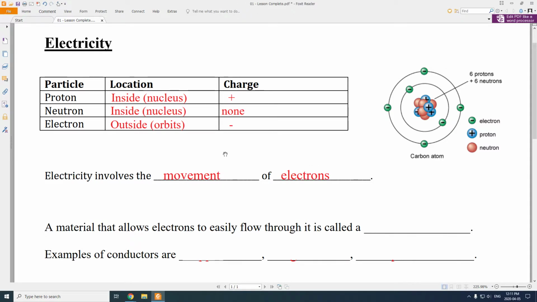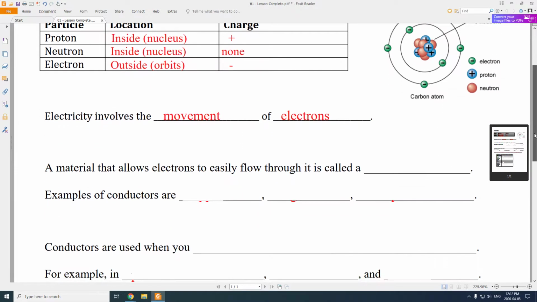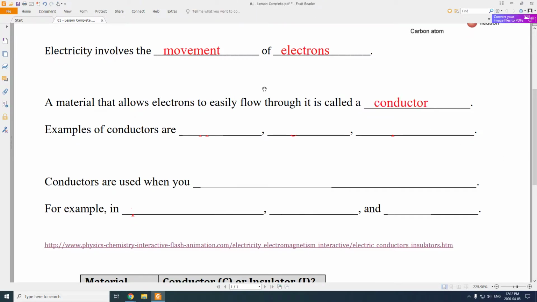When you turn on the light in your house, the reason it works is because electrons start flowing down the wire and through the light bulb, and that's what allows it to work. So electricity really is the movement of electrons. Now, only some materials allow electrons to move easily through them, and we call those materials conductors.